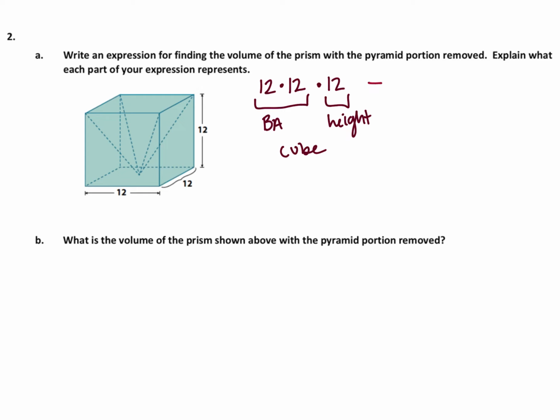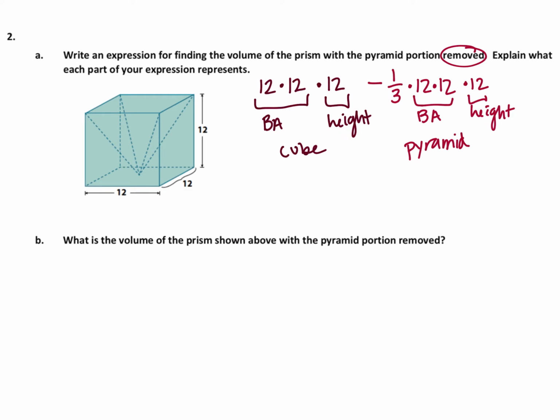Then we are going to subtract or remove the pyramid piece. A pyramid's volume is 1/3 its base area, which is also 12 by 12, times its height, which is 12. And this one is for the pyramid. So the dark color is all for the cube, and then the lighter color is for the pyramid.